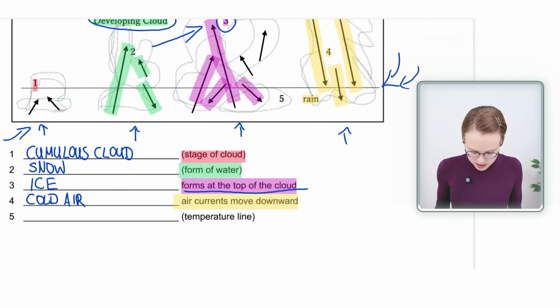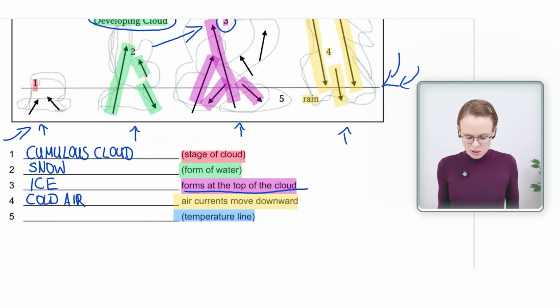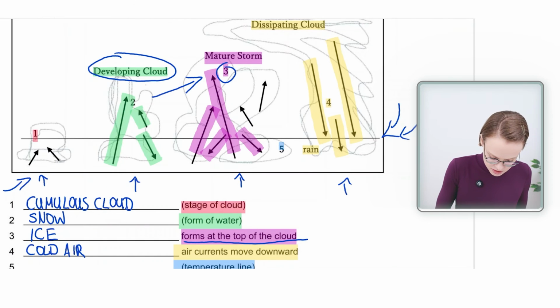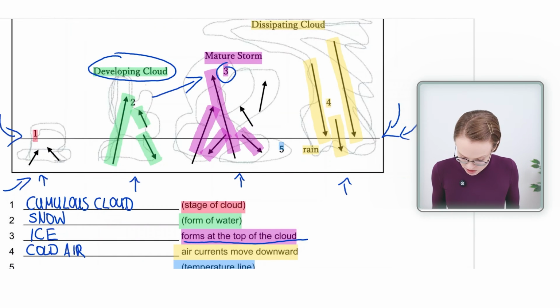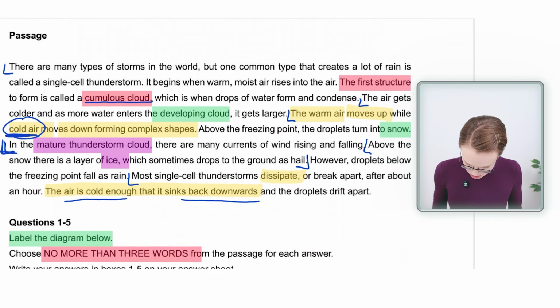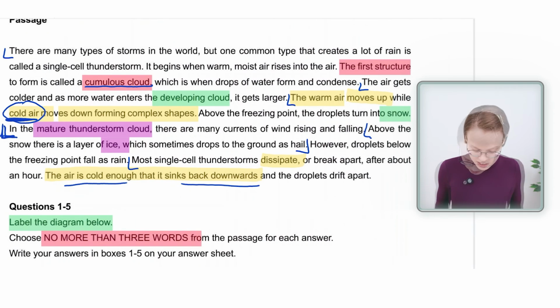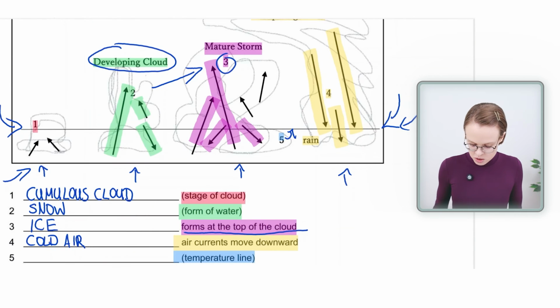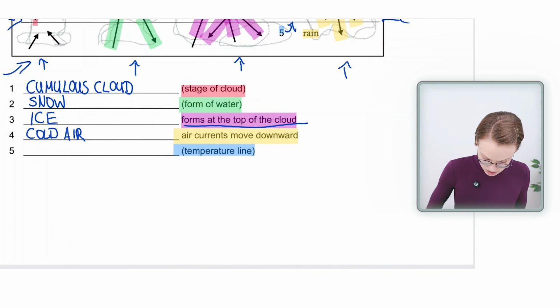Finally, let's check out question number 5. Here it says temperature line. Now this is an easy one, right? Because basically we have already figured this out before. 5 is here. And earlier we figured out that this line here, to which 5 obviously refers, is the freezing point. Let's again have a look at the passage. Where did it say freezing point? Here. It says above the freezing point, the droplets turn into snow. 5 refers to this line, and this is correctly labeled freezing point.